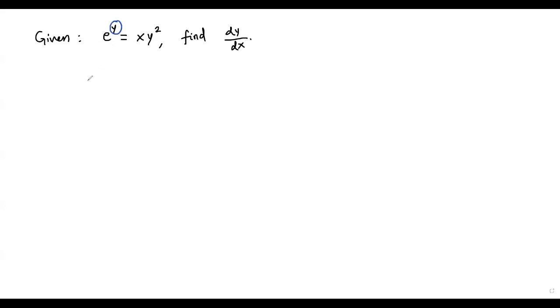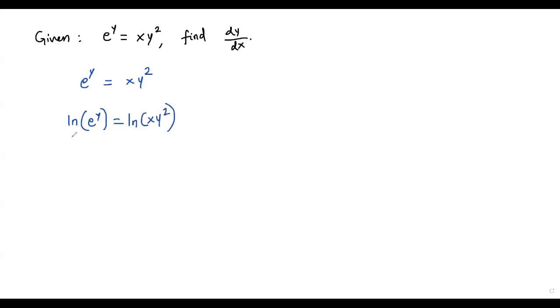Okay, in my first step, I'm going to take the natural logarithm on both sides of the given function. First, let me write the given function as it is. That is e to the power y equals x times y square. Then I'm taking the natural logarithm on both sides. That is ln of e to the power y equals ln of x times y square.